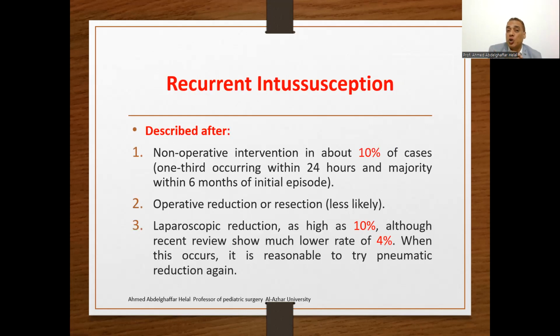Recurrent intussusception is usually described after non-operative intervention in about 10% of cases, one third occurring within 24 hours and others up to 6 months of the initial episode. Number 2, after operative reduction or resection, however, this is least likely. Number 3, after laparoscopic reduction, because of the lack of the tactile sensation, maybe there is a leading cause or secondary cause missed, as high as 10%, although a recent review showed a much lower rate of 4%. When this occurs, it is reasonable to try a reduction again.